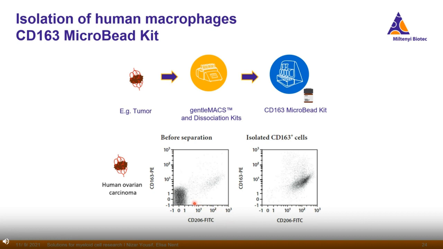You observe here results from CD163 positive cells isolated from an ovarian carcinoma sample using the CD163 microbead kit. After isolation, the cells were stained with CD163 PE and CD206 FITC antibodies and analyzed by flow cytometry. The isolated cells are ready to go for different downstream applications.